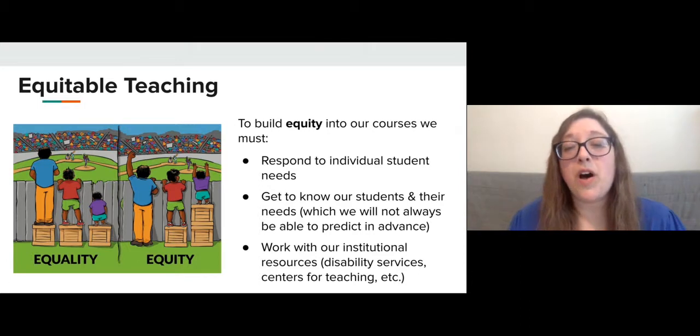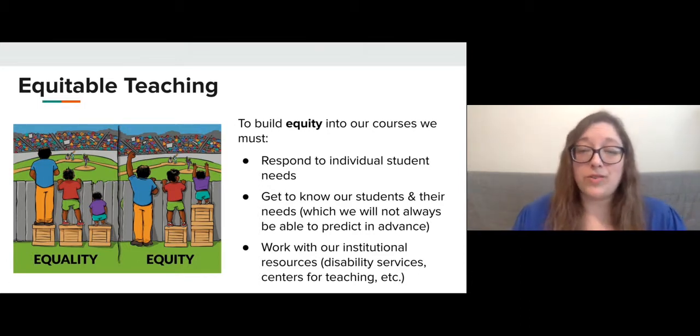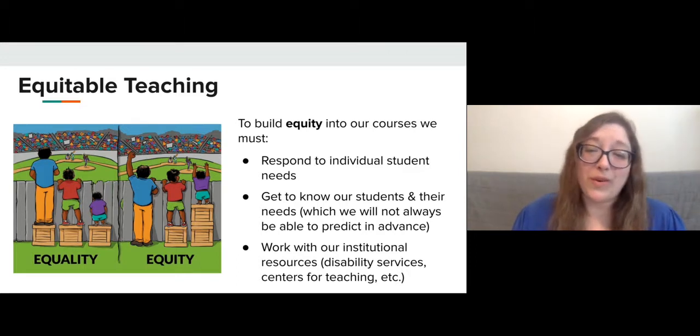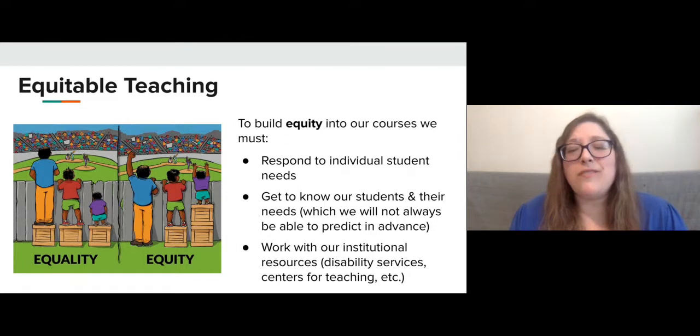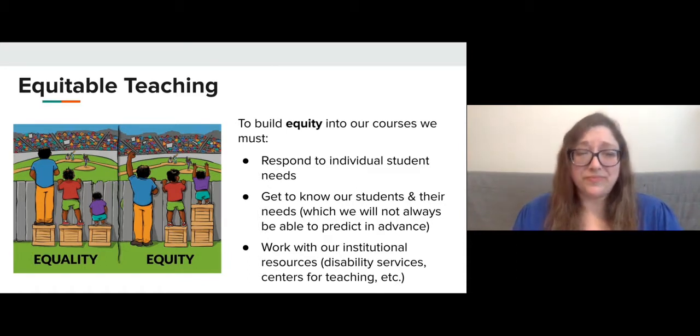We need to respond to individual student needs, which means we need to get to know our students and their needs, which we won't always necessarily be able to predict in advance. And to do this, we often need to work with our institutional resources like disability services or centers for teaching and learning, whatever you have at your disposal.